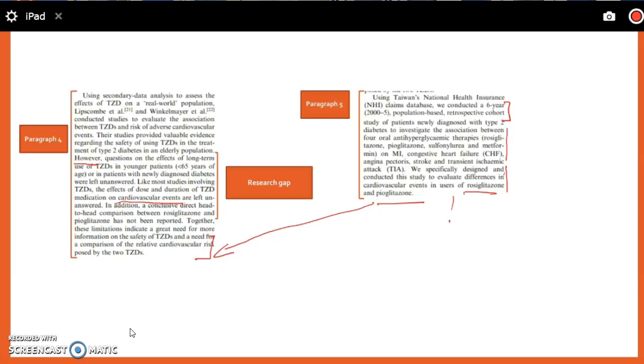I want you now to look at the sample introduction from the article that Henry and his colleagues wrote. And then when you come back to the videos, I'll be there waiting for you, so to speak, to walk you through that section as well.